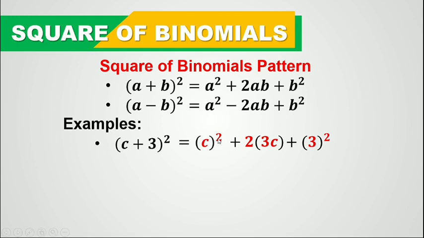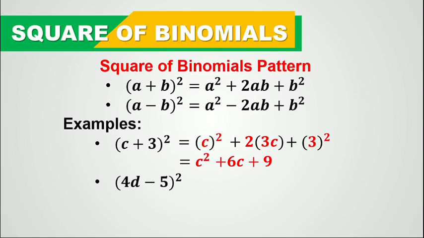So c squared, that's c squared. 2 times 3c, that's 6c. And then plus 3 squared, that's 9. So this is our final answer. So it's easier, and you could actually answer such questions quickly. You could answer this mentally. So how about this one?